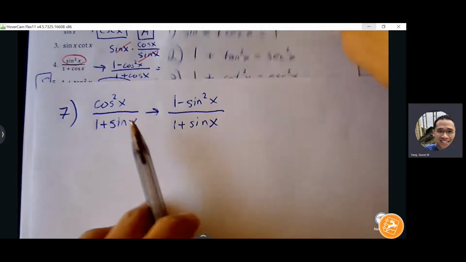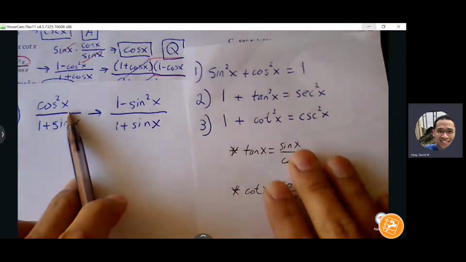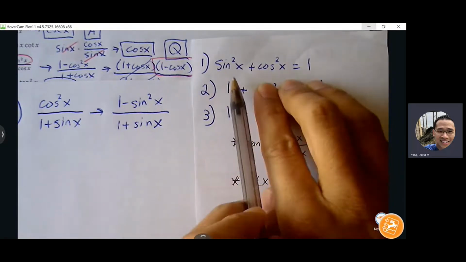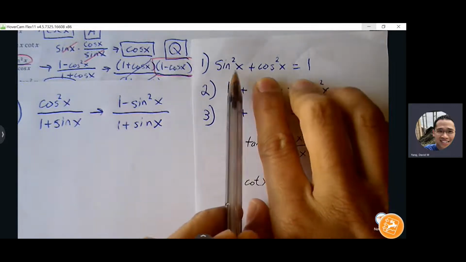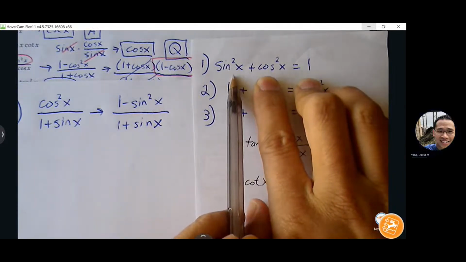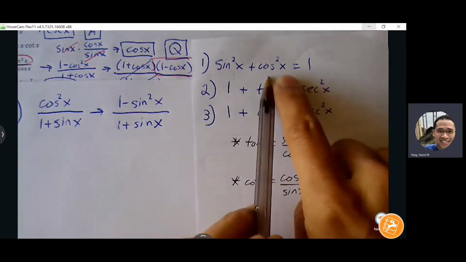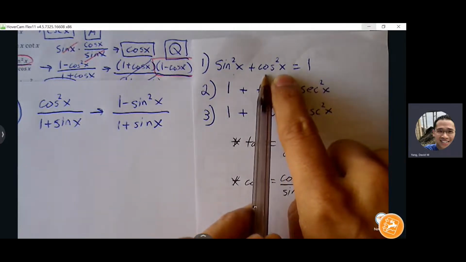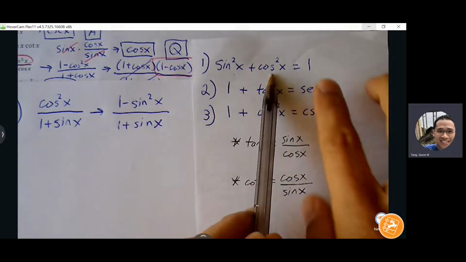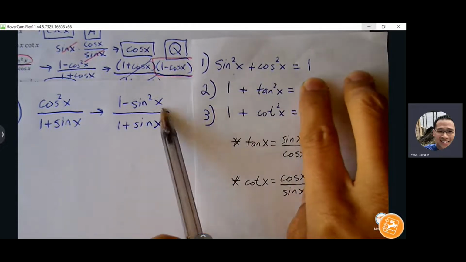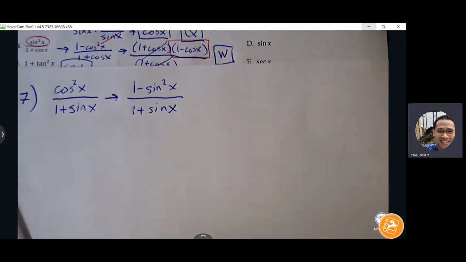Why is subtracted at the top? I'm just trying to find something equivalent to cosine squared. If I see cosine squared, I want to find something equivalent to it, and I see that I have a trig identity available to use. If I were to get that cosine squared by itself, I would subtract the sine squared over to the other side. So cosine squared equals 1 minus sine squared. Right. Okay.